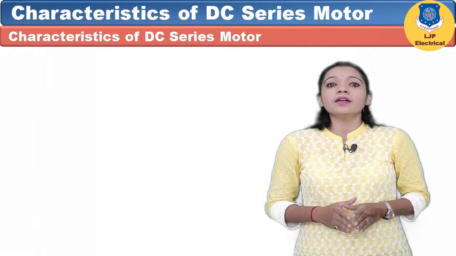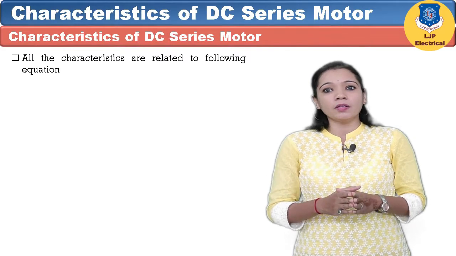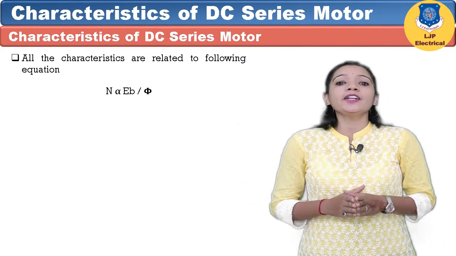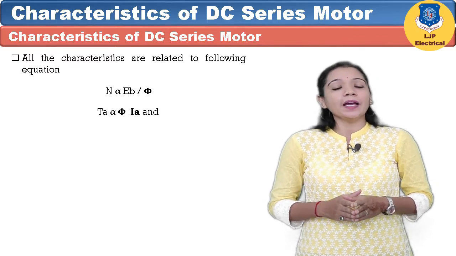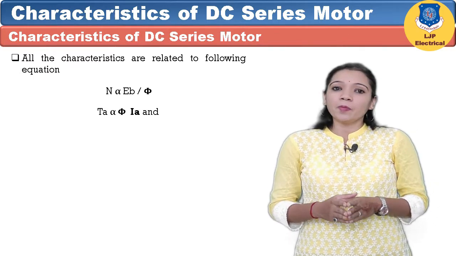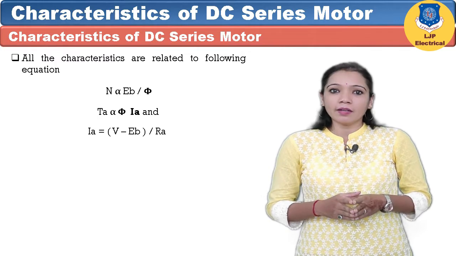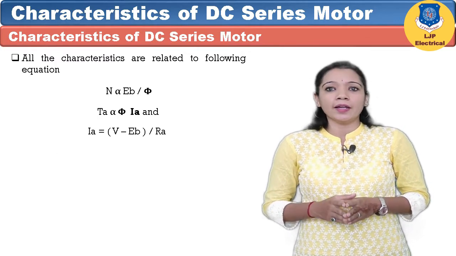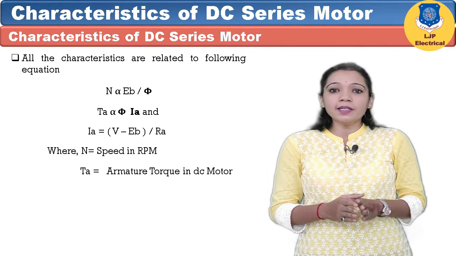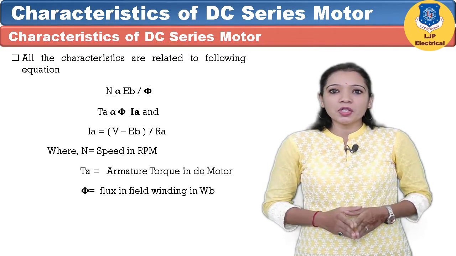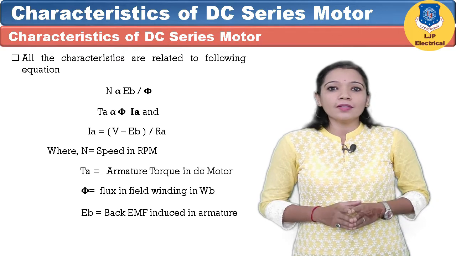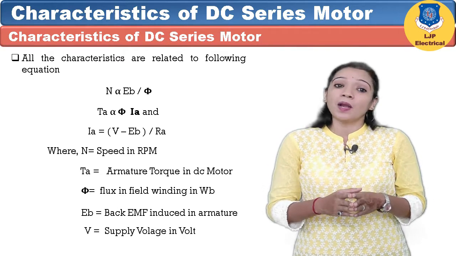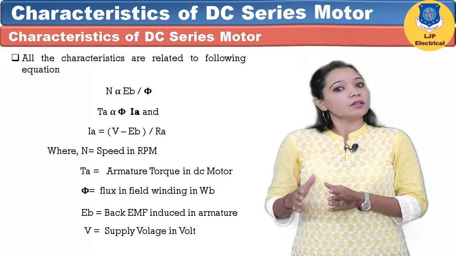So basically the characteristics depend on the following equations. The first equation is N directly proportional to EB divided by phi, TA directly proportional to phi into IA, and IA equal to V minus EB divided by RA, where N is the speed, TA equal to armature torque, phi equal to flux, EB equal to back EMF, and V equal to the supply voltage which we give to the DC motor.